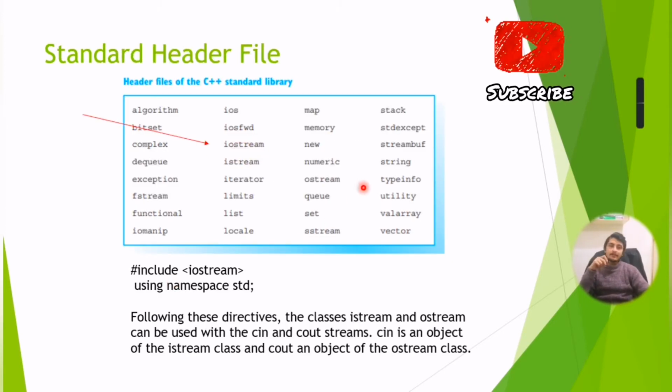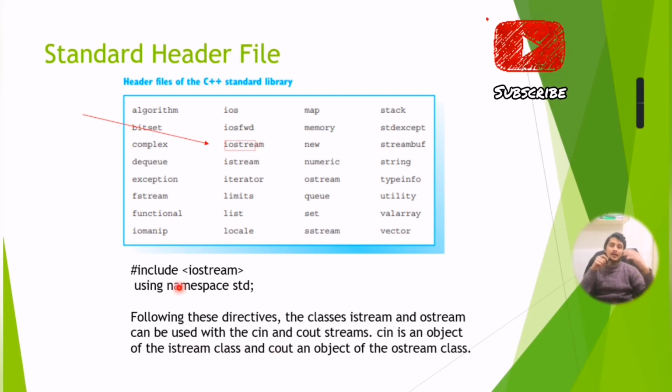So, standard header files. There are header files of the C++ standard library, but for the basic language, we are just studying iostream. Hashtag include iostream, using namespace std. Following these directives, the classes istream and ostream can be used with the cin and cout streams. Cin is an object of the istream class, and cout an object of the ostream class.